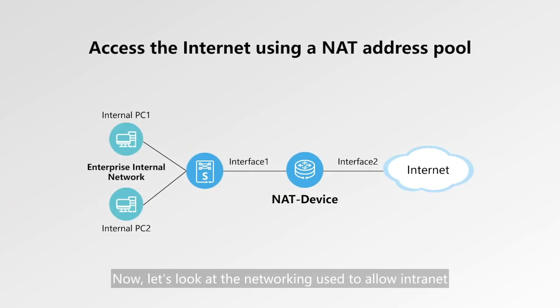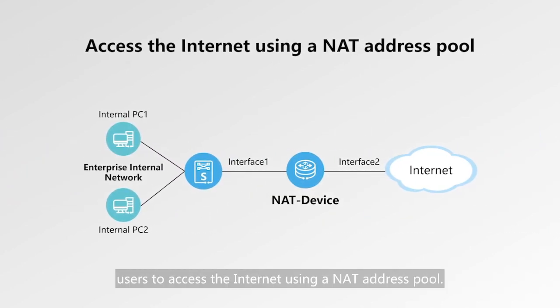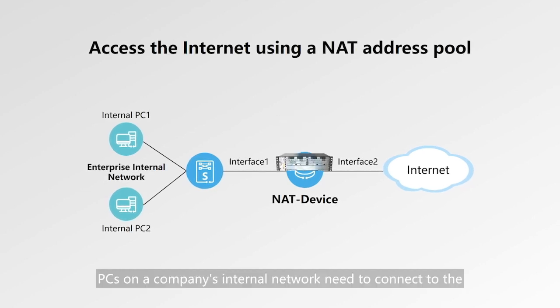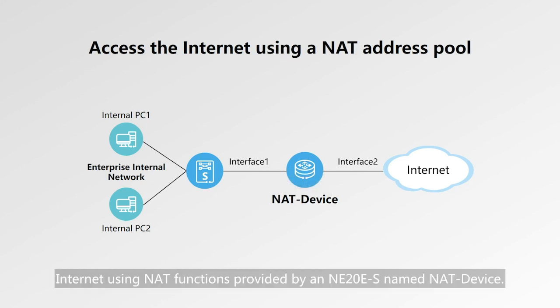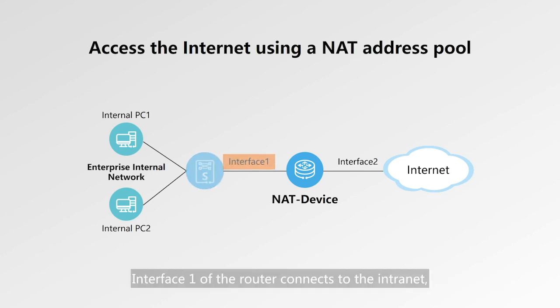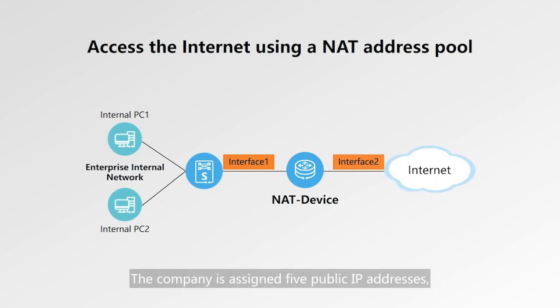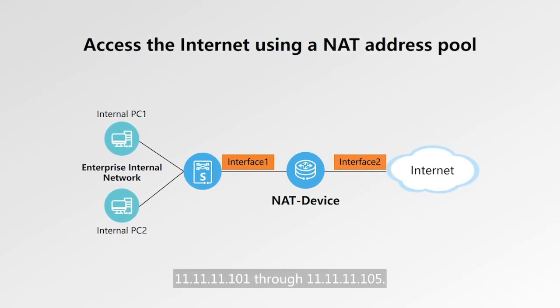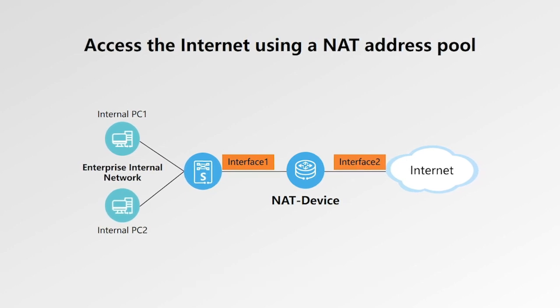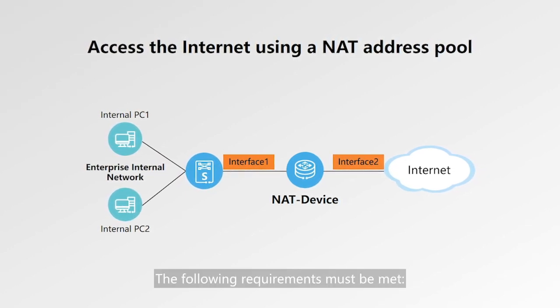Now let's look at the networking used to allow Intranet users to access the Internet using a NAT address pool. PCs on a company's internal network need to connect to the Internet using NAT functions provided by an NE20ES named NAT device. Interface 1 of the router connects to the Intranet, and Interface 2 of the router connects to the Internet. The company is assigned 5 public IP addresses, 11.11.11.101 through 11.11.11.105. The following requirements must be met.